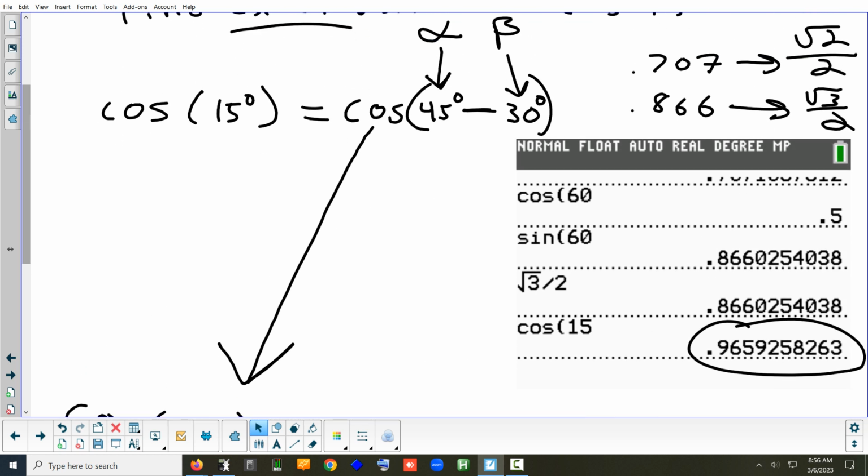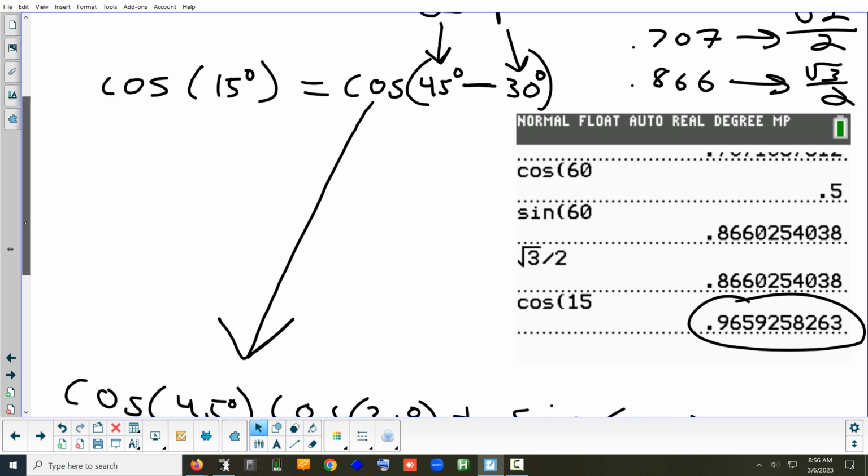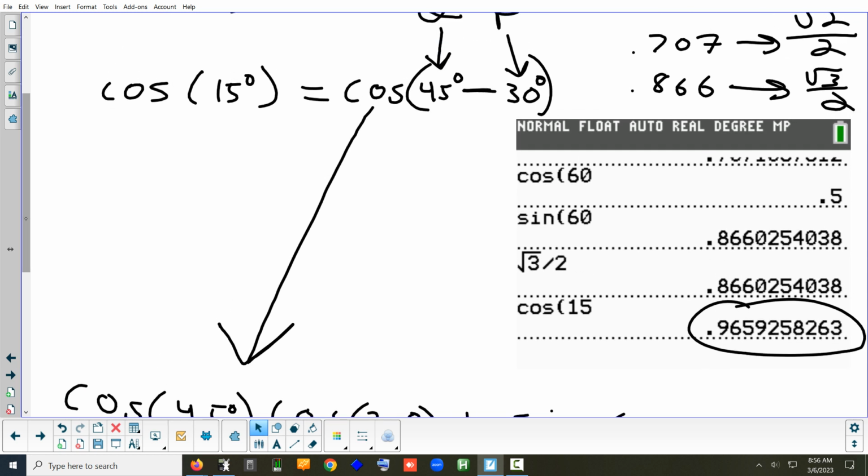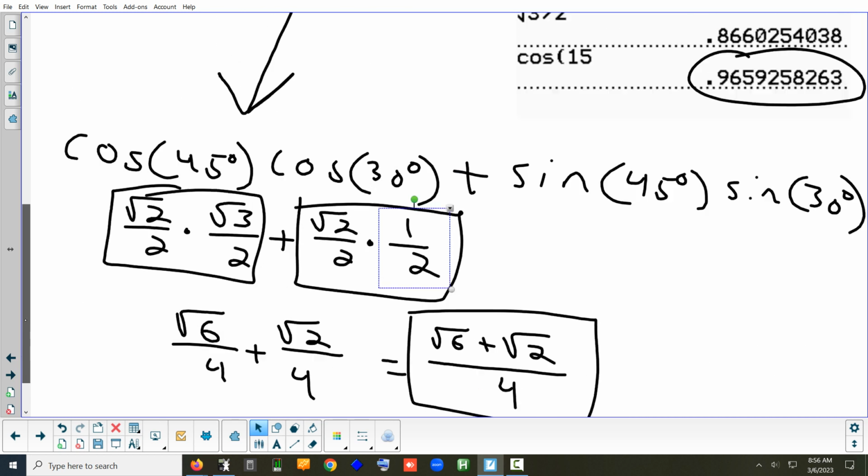By splitting 15 up into a difference of 2 fractions. Is that the only way to get the exact answer? No. There's other ways. But that's one way to do it, if you know the formula to split 15 up as a subtraction problem.